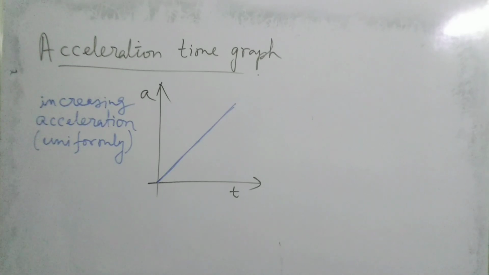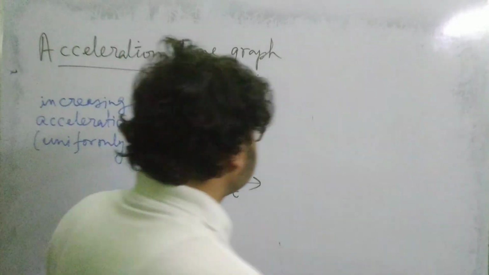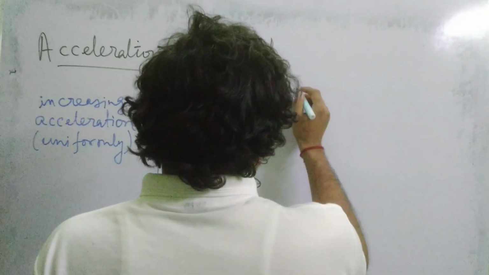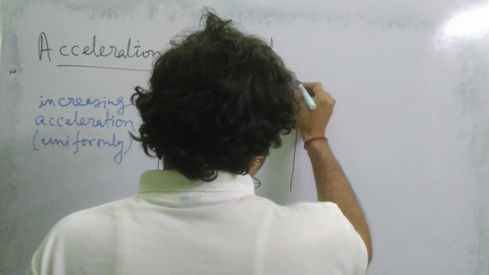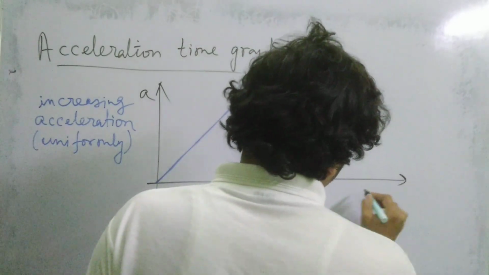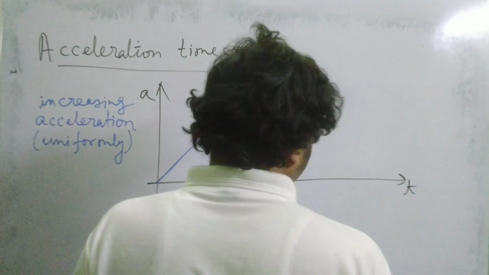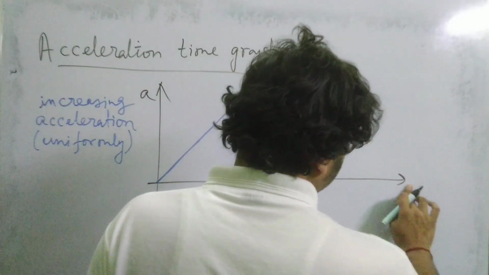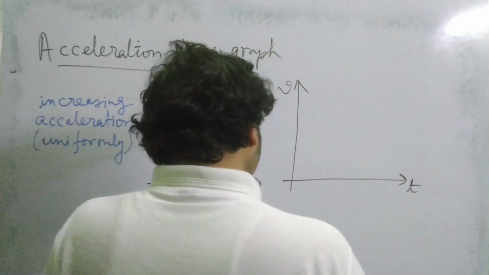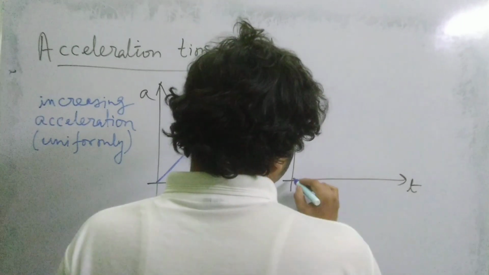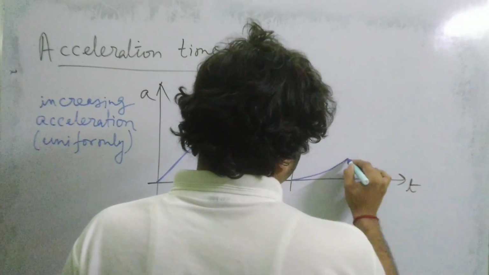Now can you guess what will be the velocity time graph for this corresponding acceleration time graph? Can you imagine what will be the nature of the velocity time graph? For this, the velocity time graph would be something like this. Many of you have been able to guess, and many of you will be correct. Still, just to verify your guessing, I am showing it.